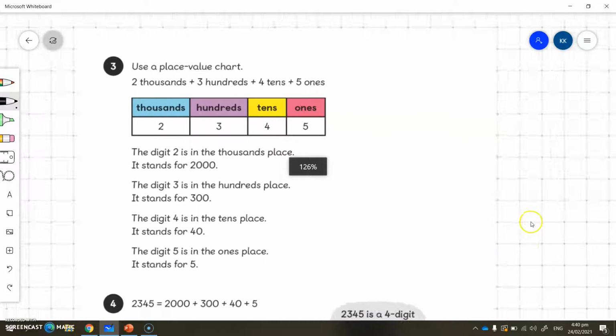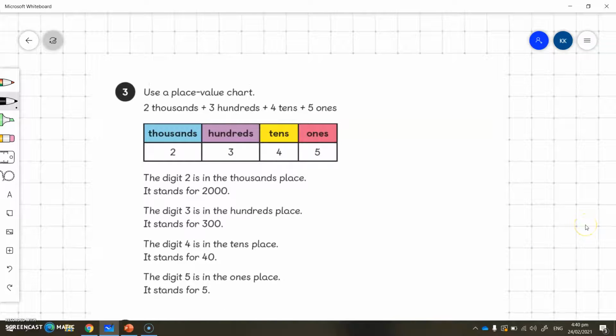Let's look back at our textbook. The digit 2 is in the thousands place. It stands for 2,000. The digit 3 is in the hundreds place. It stands for 300. The digit 4 is in the tens place. It stands for 40. And the digit 5 is in the ones place. It stands for 5.